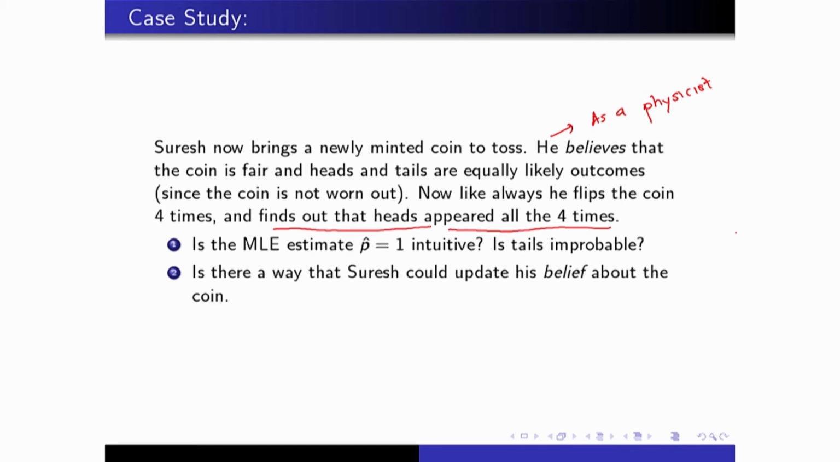So would p hat equals 1, which is the MLE estimate, 4 divided by 4, would that be intuitive? Is tails improbable? Well, as per the maximum likelihood estimate, yes, indeed it's improbable. But what about his physicist view that the coin is actually fair? Is there a way that Suresh could update his belief about fairness? Yes, he probably doesn't want to stick to the fairness assumption anymore, but could he avoid going to the other extreme of insisting that the coin will always yield heads?